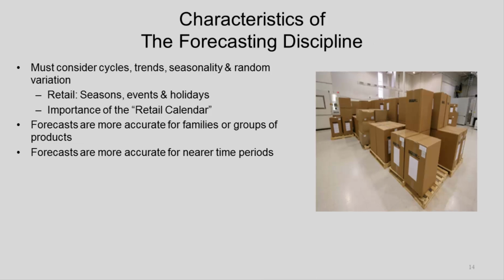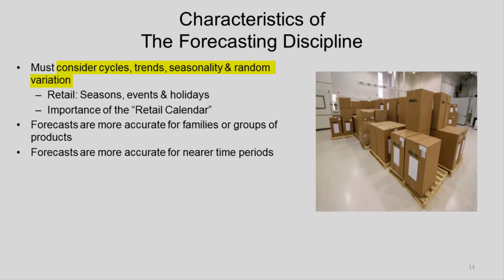Some other characteristics of forecasting. We have to consider cycles, long-term cycles, maybe fashion cycles. Every 5 years, bell-bottom pants come back into style. Trends are clear movements in a specific direction. Smartphone sales have gone up 25% a year, compound growth, for the last 5 years. Seasonality: holiday season, back to school, all seasonal items. And random variation.